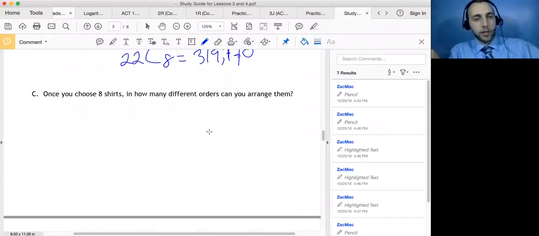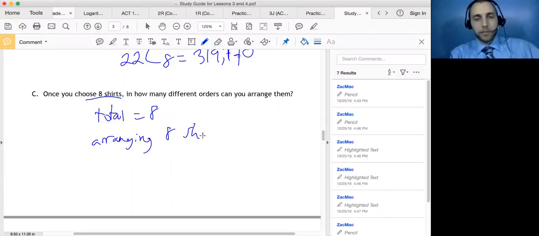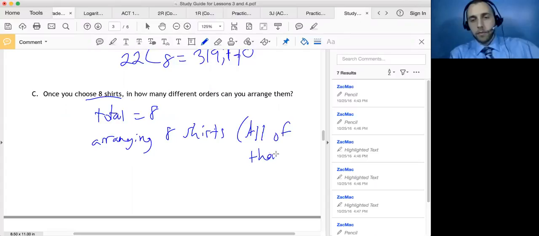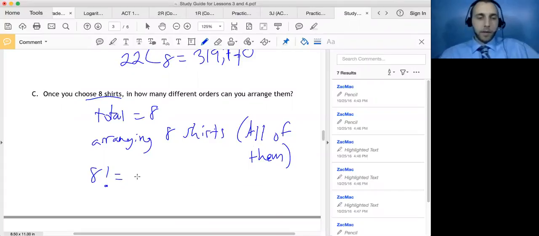Lastly, once I've chosen 8 shirts, in how many different orders can I arrange them? Now we're talking permutation, and we have our total. Our total equals 8 shirts, and we are arranging all of them. So that makes it easy. We just do 8 factorial. We can crunch that number and get 40,320 as our response.